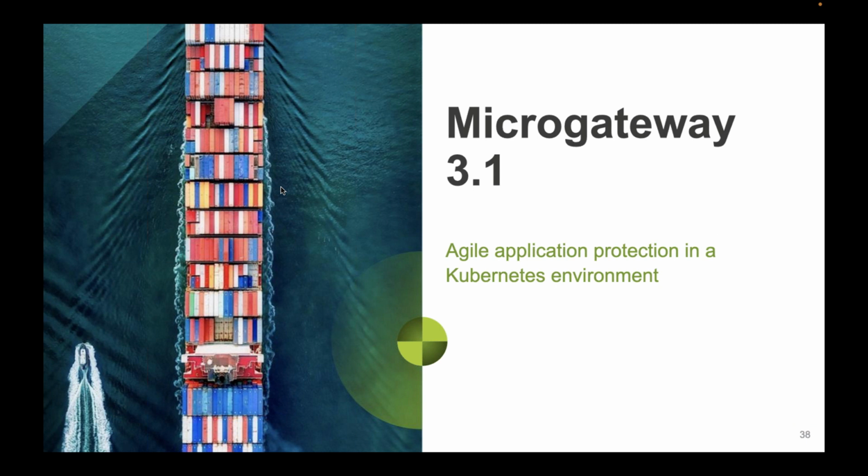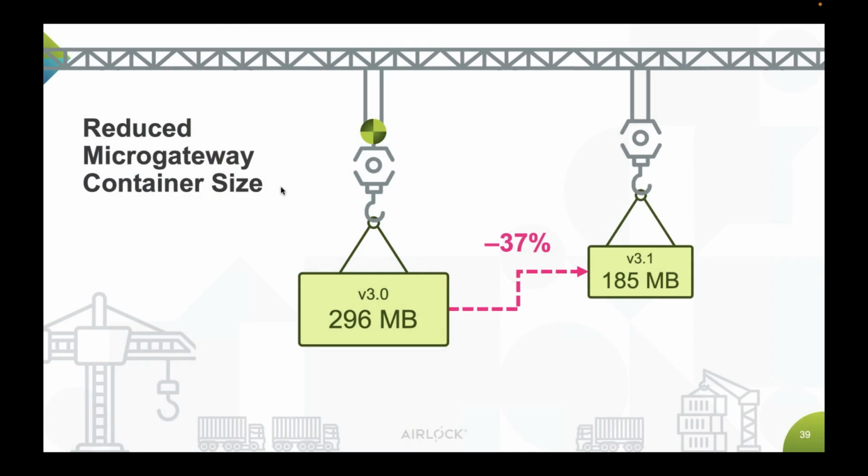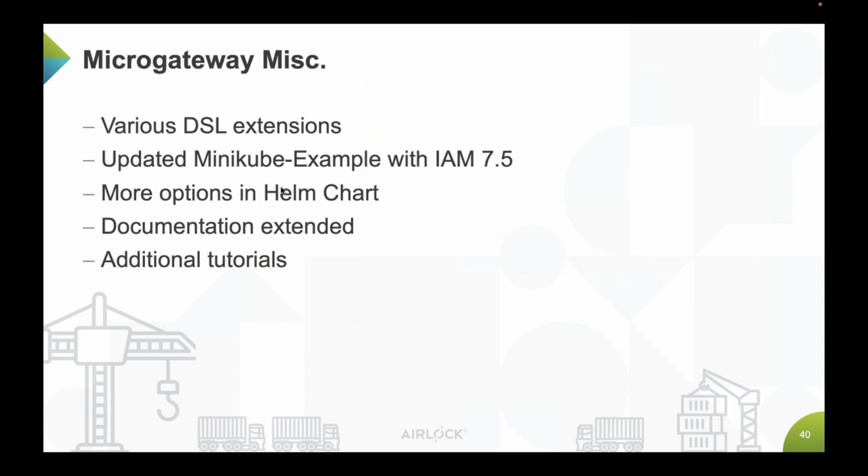Okay, the last topic is Microgateway 3.1. As I mentioned in the beginning, it has already been released, I think, in January, but there was no corresponding Airlock Gateway release, so we didn't have a webinar to announce that, and we're doing this here. So one thing that we achieved is a substantial reduction in container size of about 37%. And we're still working on going further down, so that's not the end of it.